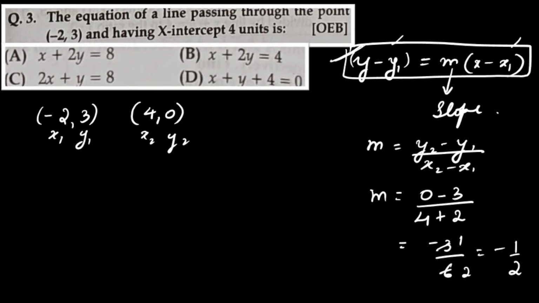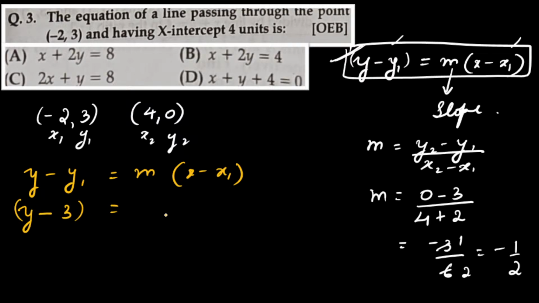Now I'll just write the formula once again. y minus y1 equals m into x minus x1. So we just have to do the substitutions now. y minus y1, y1 is 3. m's value is minus 1 by 2. x minus x1, whatever coordinates we have, we can use. x1 is minus 2.